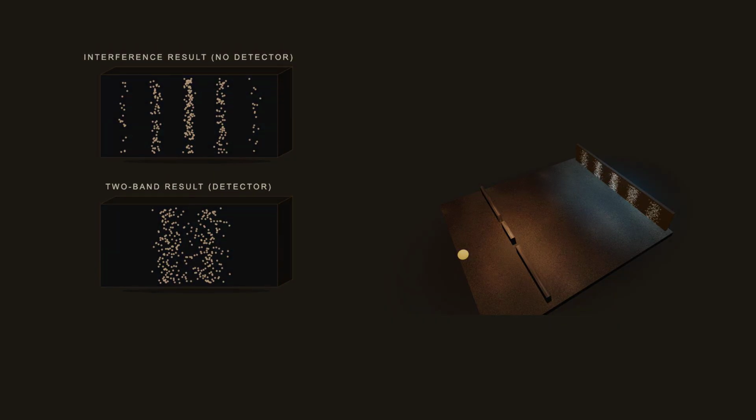Nothing about the experiment changed, except that we now have a record of which slit each electron went through. We didn't block a slit, change the source, or modify the screen. The only thing we added was that record. And that was enough to take the wave behavior away.